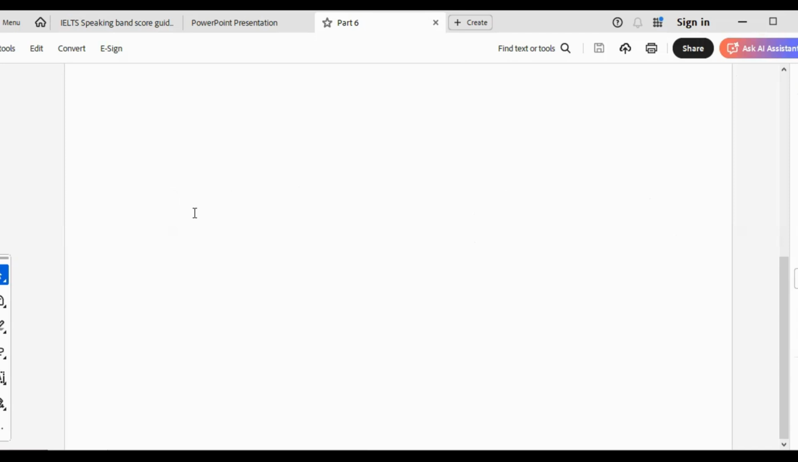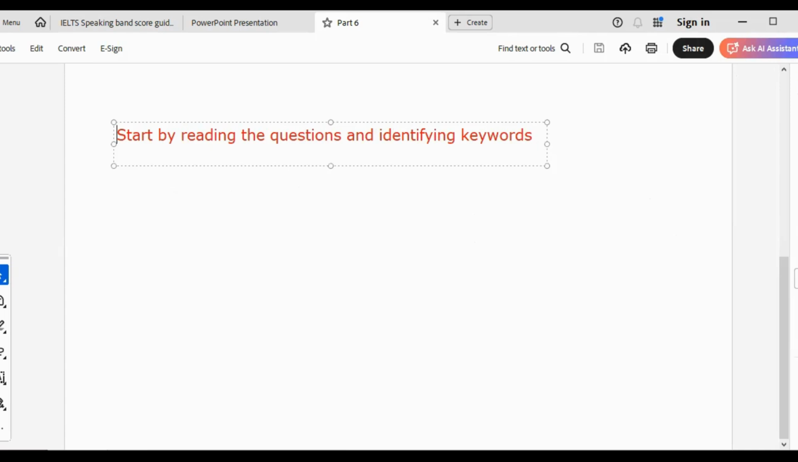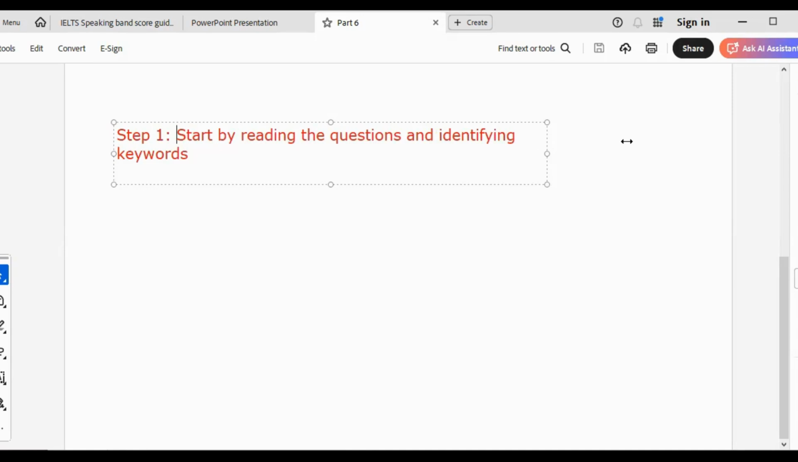So usually, I start by reading the questions and identifying keywords. That's usually my step one. I start by reading the questions and identifying what? Keywords. I let those keywords register in my mind.